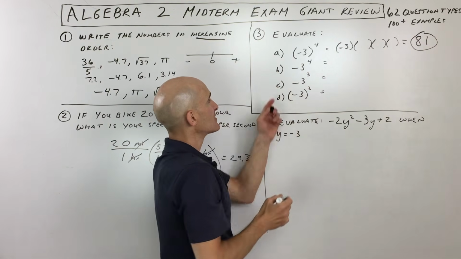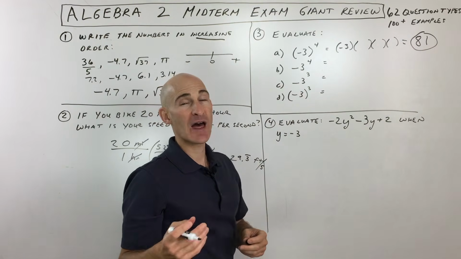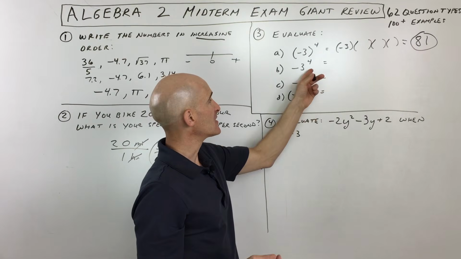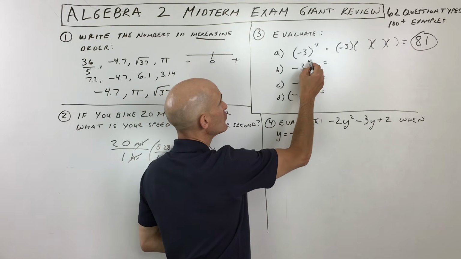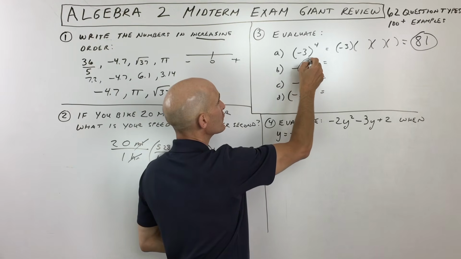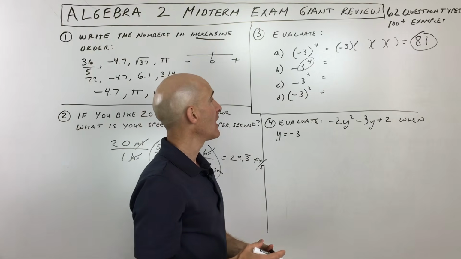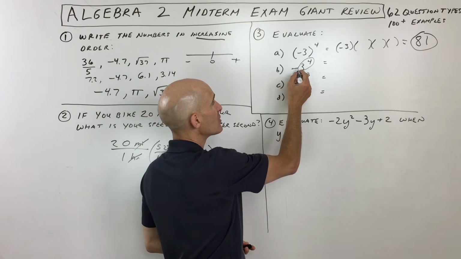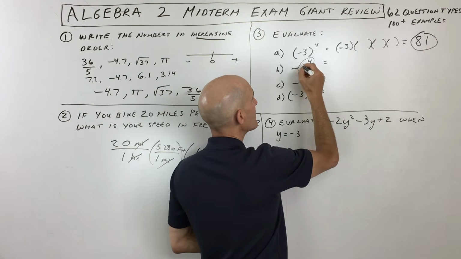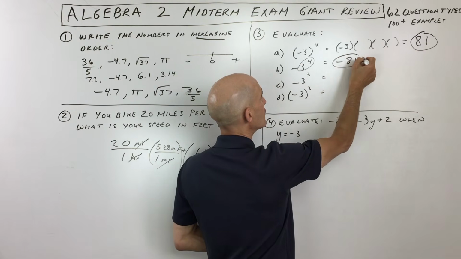Okay, now the second part, negative 3 to the 4th. A lot of students will get confused on this because they don't realize you have to do the exponents here first and then multiply by the negative second. So parentheses first, exponent second, multiplication third. So 3 to the 4th is 81, then times the negative, that gives us negative 81.